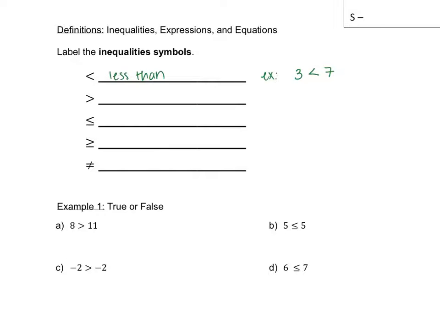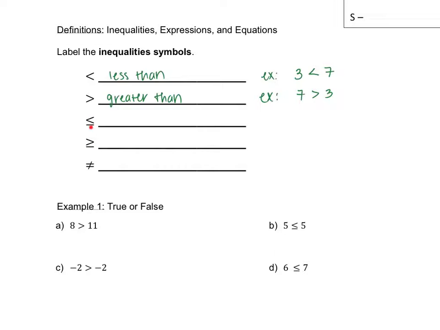The other one would be an example where you would have maybe 7 on this side, and you would have to point the arrow the other way. And so you would say 7 is greater than 3. Because it's pointing to the left, we have to say greater than.